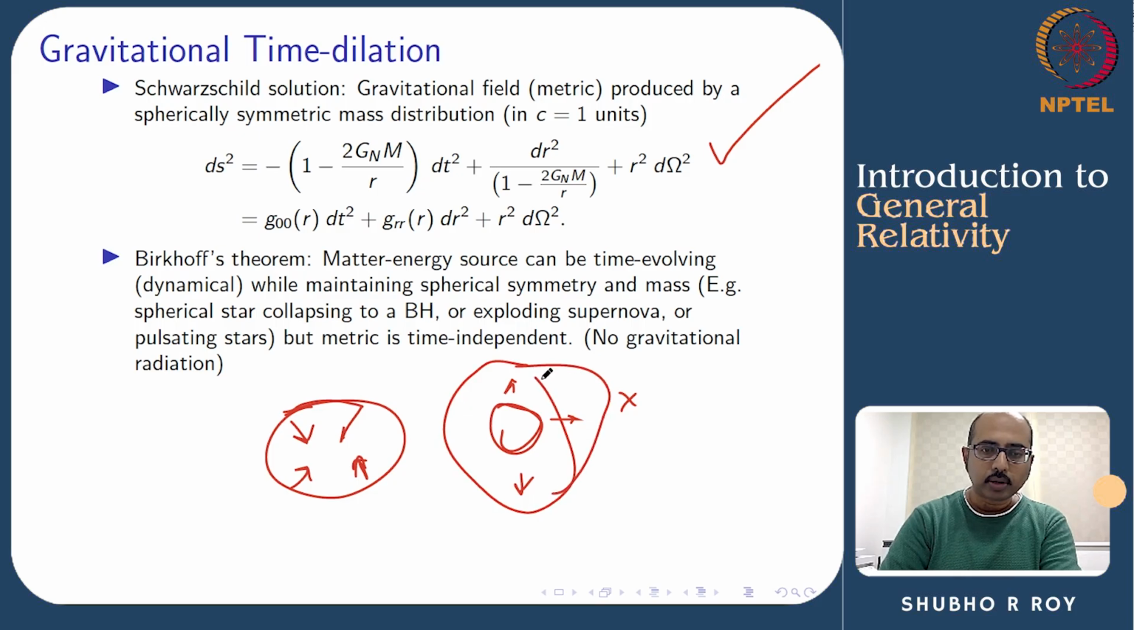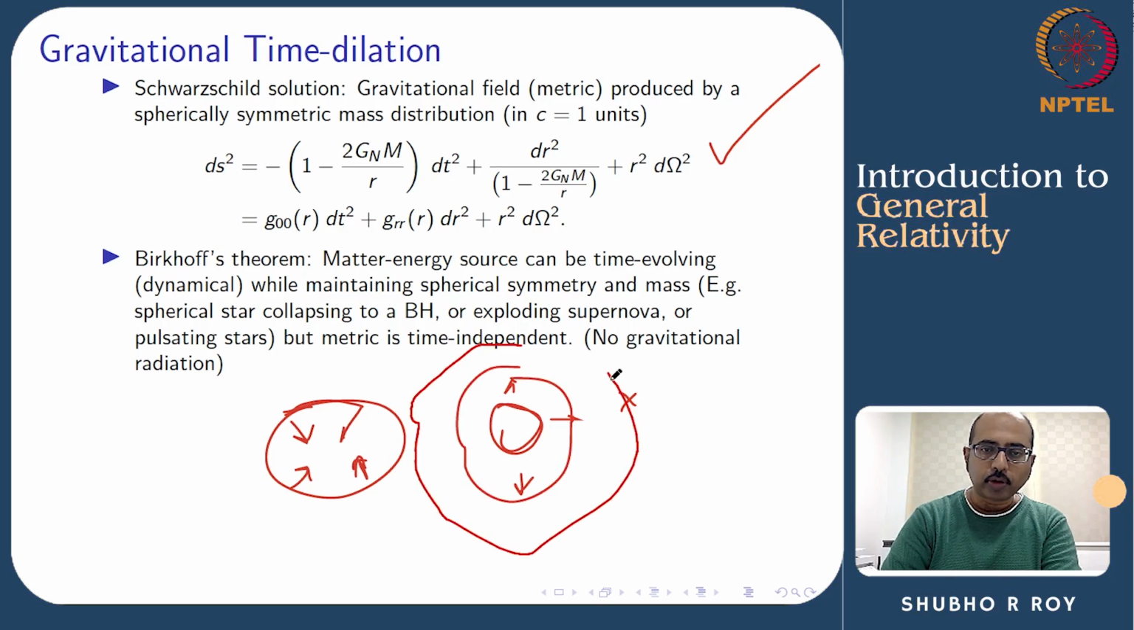Sorry about that. Let me just redraw this. And then a further outer layer which has been blown off. So long as the total mass remains the same and the shape remains spherical, an observer far away from the supernova won't be able to tell just from looking at the metric, which will be the same Schwarzschild form. Okay?